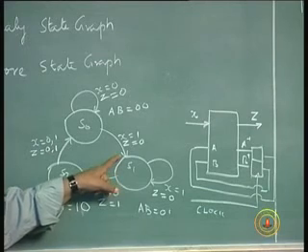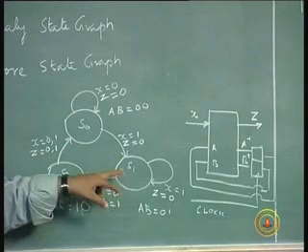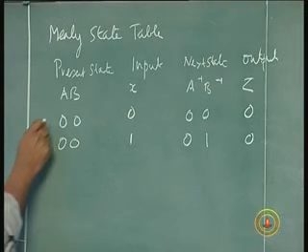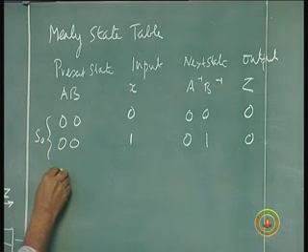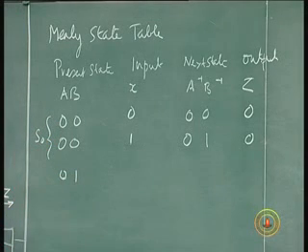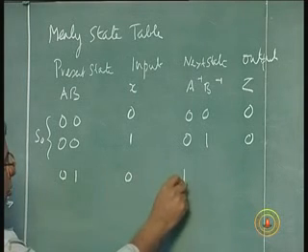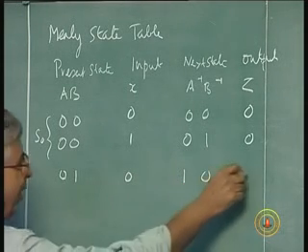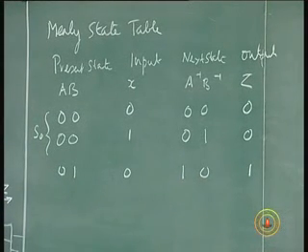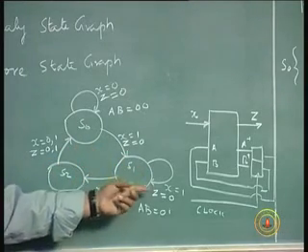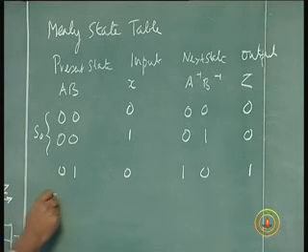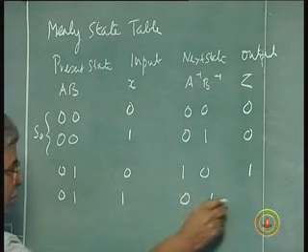Correct? Take state S1, which is the 0, 1 state. This is S0 state. In the 0, 1 state, if X is 0, it goes to S2, which is 1, 0, with an output of 1. In state S1, if the input is 0, the output is 1. In state S1, if the input is 1, it stays in the same state and the output is 0.